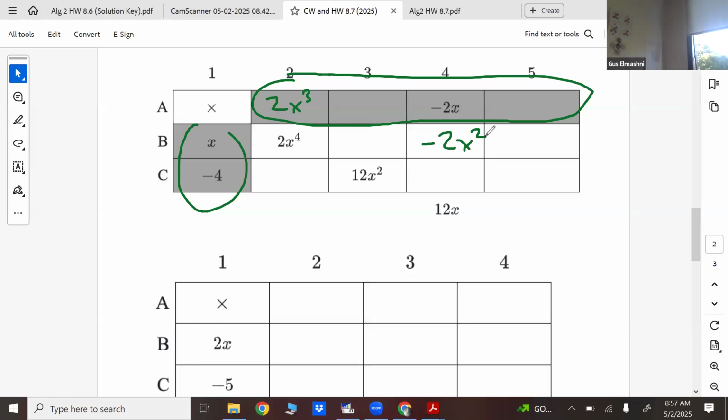Okay, so 2x cubed, 2x^4, and negative 2x squared. We can keep filling it out. What are we gonna put in the lower left corner? Okay, if you have negative 4, that's negative 3x squared. Good. So therefore, this is negative 3x cubed. What am I going to put right below negative 2x squared? 8x. What am I going to put?